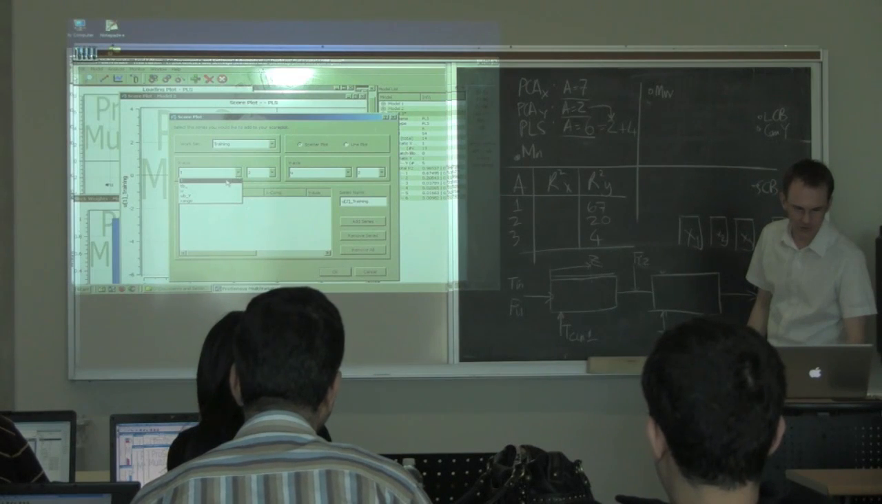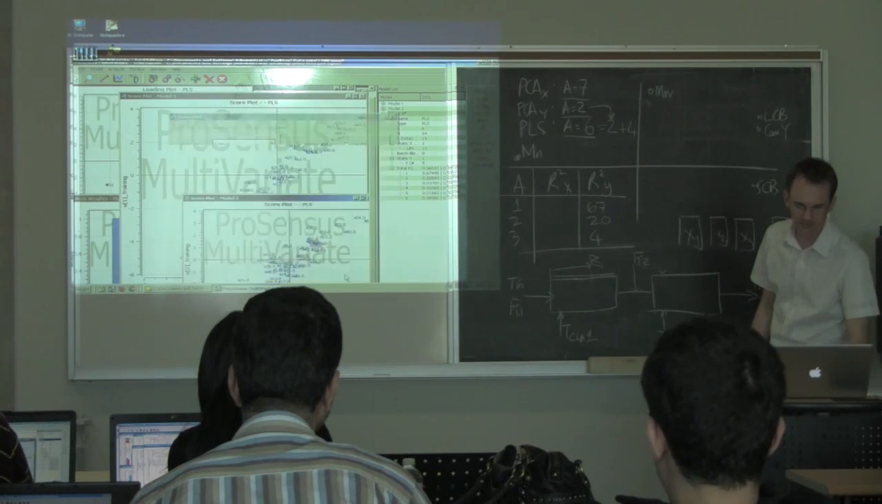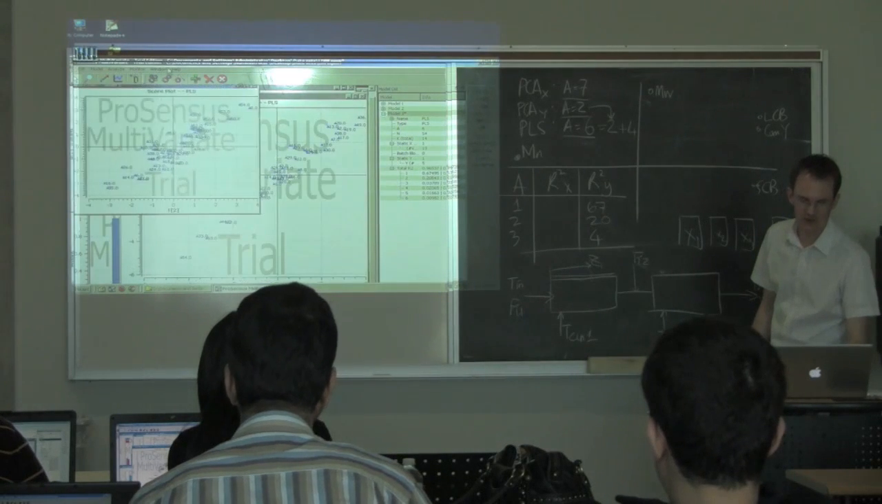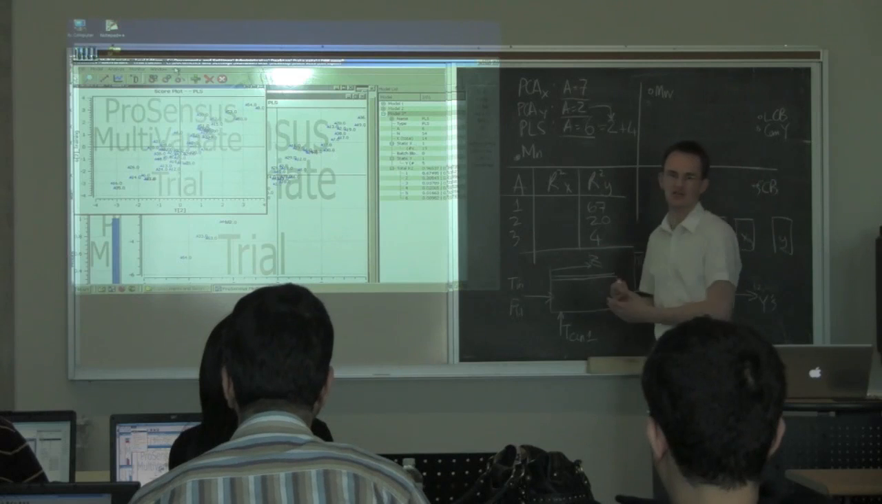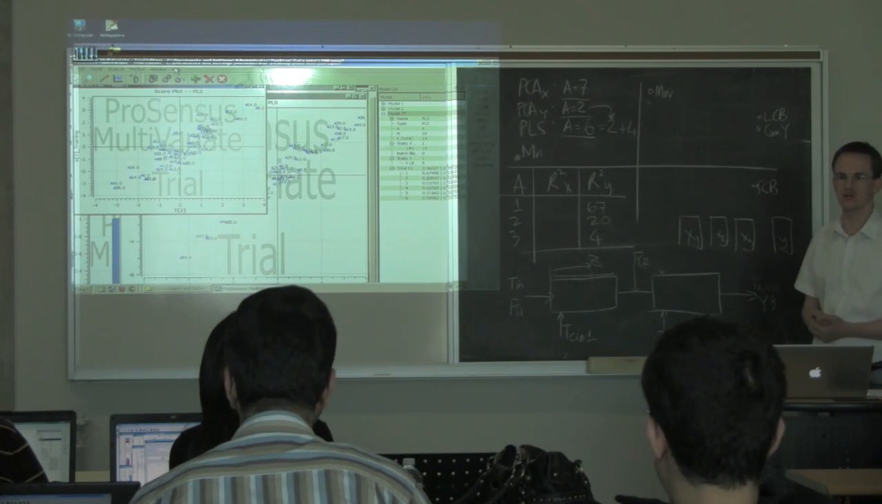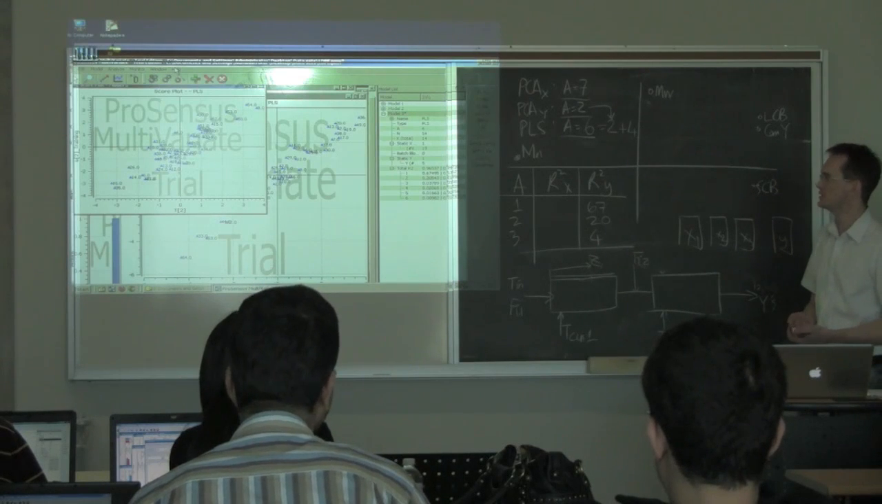So T2, U2. That's the first one, and then the second one is a bit more scattered. The correlation is less strong in the second component. And so on.